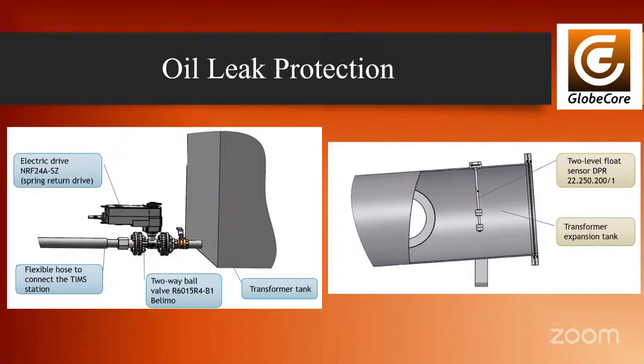The expansion tank has a two-level float sensor. This sensor monitors oil level, gives a signal when the level goes down, and closes the valve if the level becomes critical.